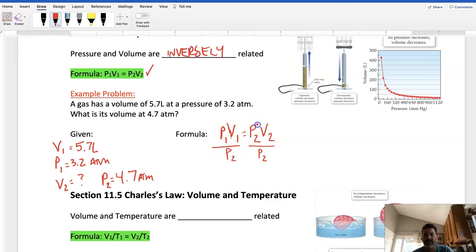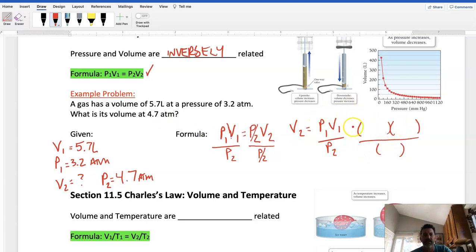And then I can cancel out this P2 and this P2. And now I have my new formula here. My new formula says V2 equals P1 times V1 over P2. Okay, so now I can just plug these numbers in. So I'm going to have two numbers in the numerator and one in the denominator.